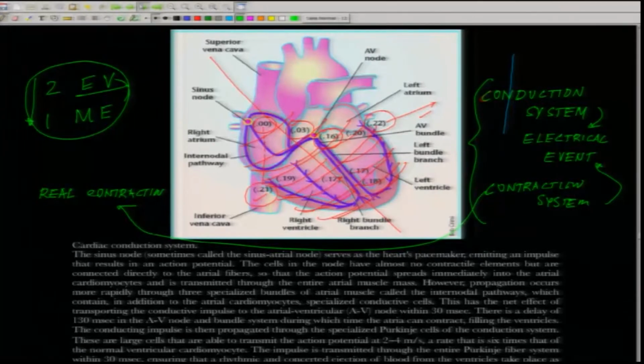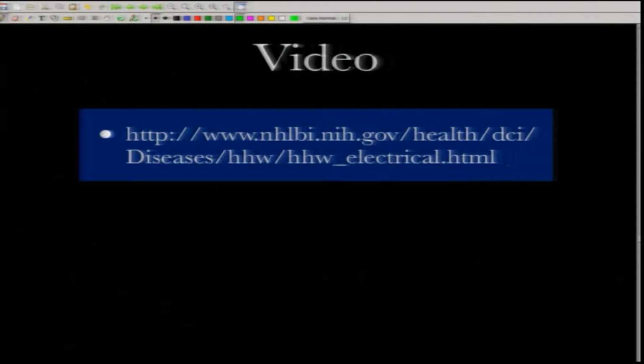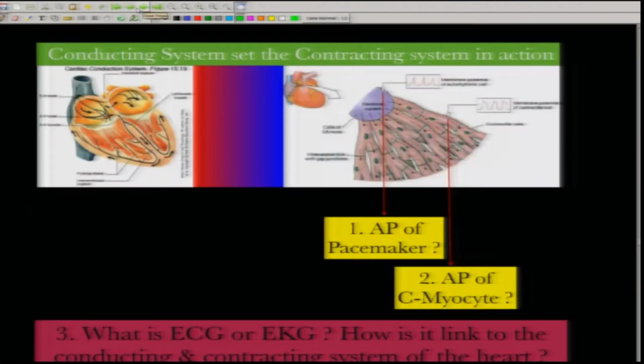So, if we move on to the next slide. Now you can visit this video, that will give you an idea about some of the disease conditions and everything. Now, this is the fundamental question: what is ECG or EKG and how is it linked to the conduction and contraction system?